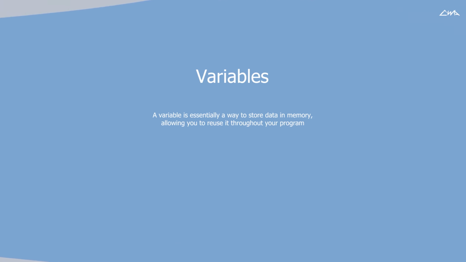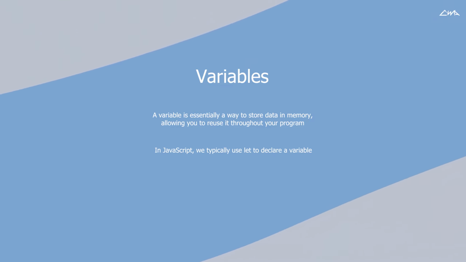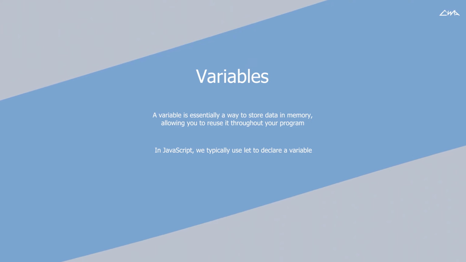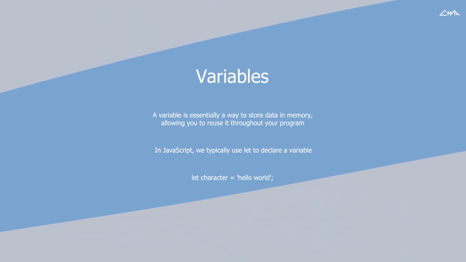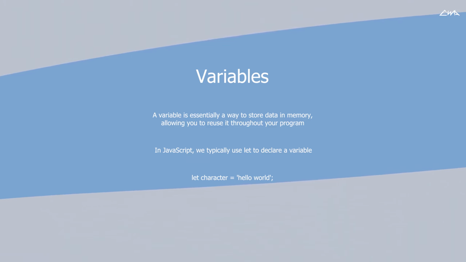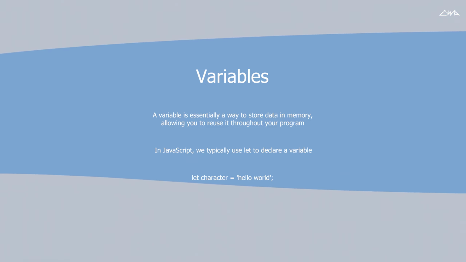Let's start with variables. A variable is essentially a way to store data in memory, allowing you to reuse it throughout your program. In JavaScript, we typically use let to declare a variable. For example, let character = "hello world"; Remember to always end your statements with a semicolon.